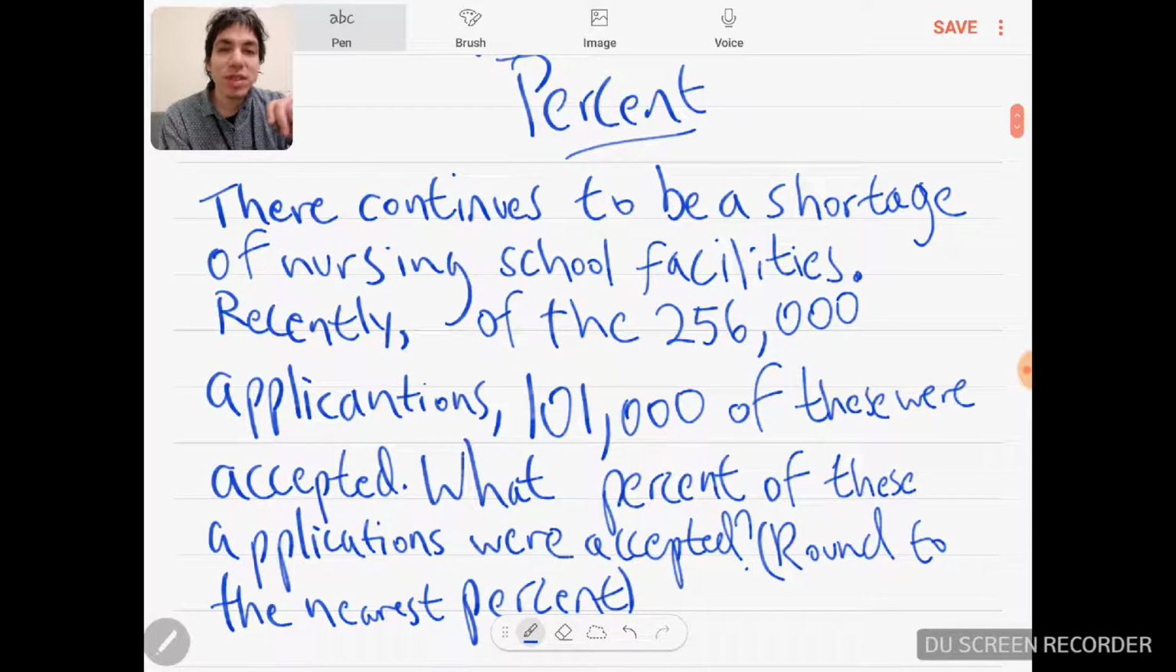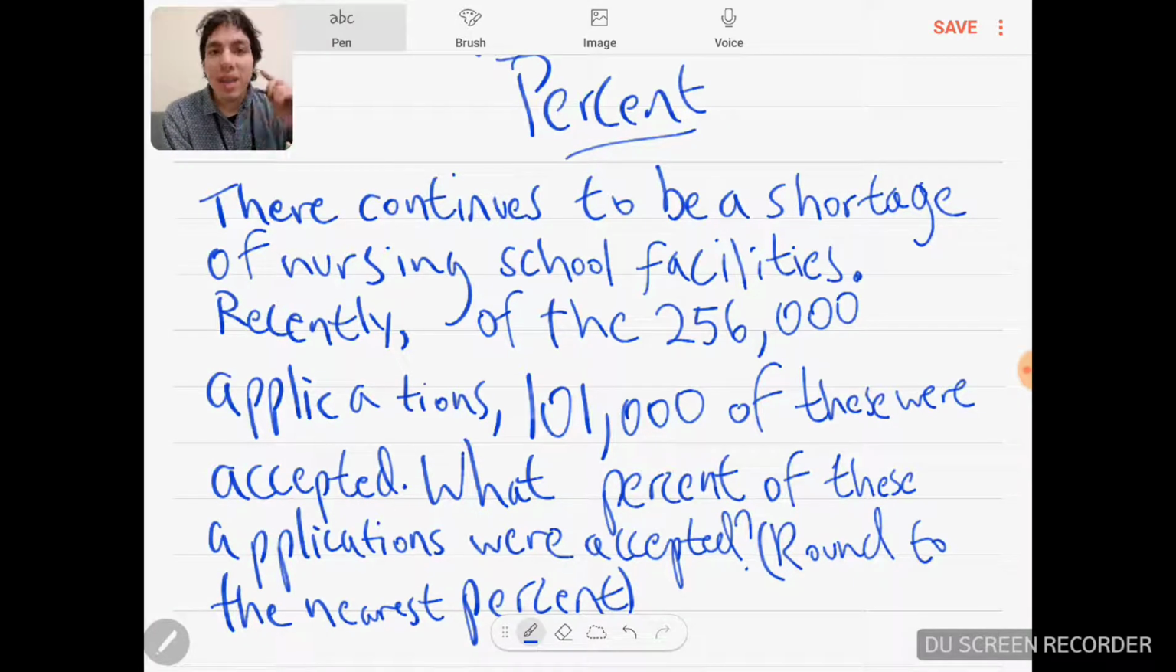So this first problem says, there continues to be a shortage of nursing school facilities. Recently, of the 256,000 applications, 101,000 of these were accepted. What percent of these applications were accepted? Round the answer to the nearest percent.